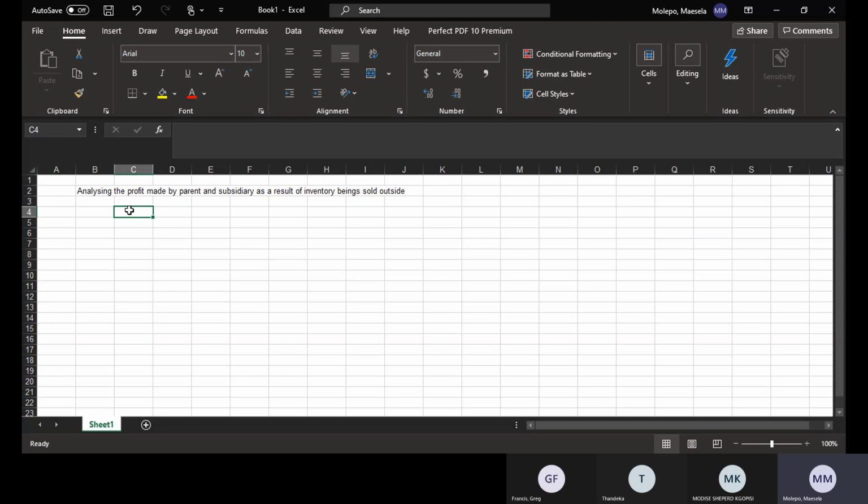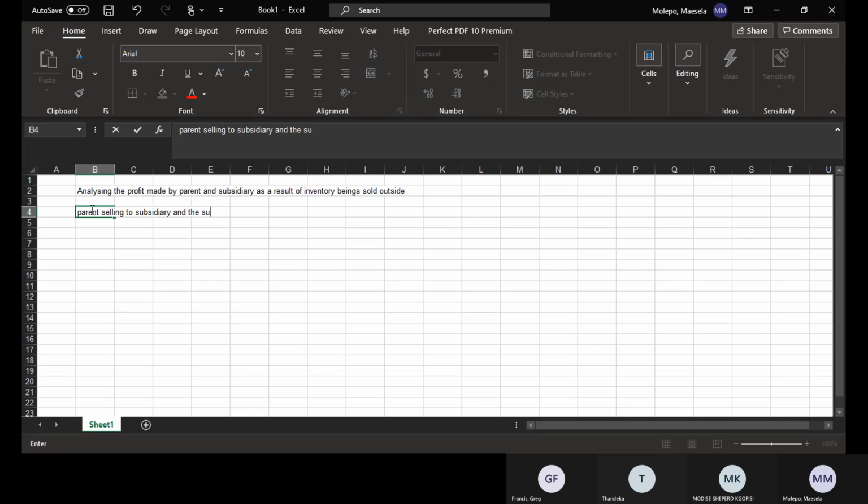So in this case, we've got the parent selling to the subsidiary, and then the subsidiary also sells that particular inventory outside the group. So the subsidiary sells inventory outside the group.